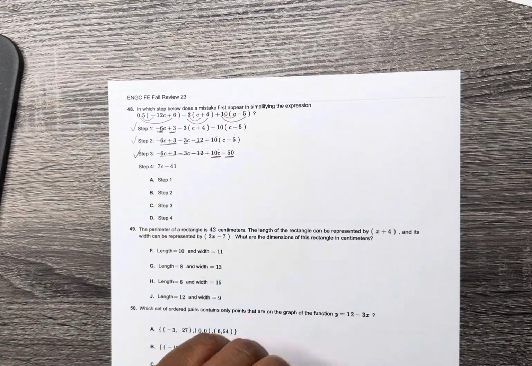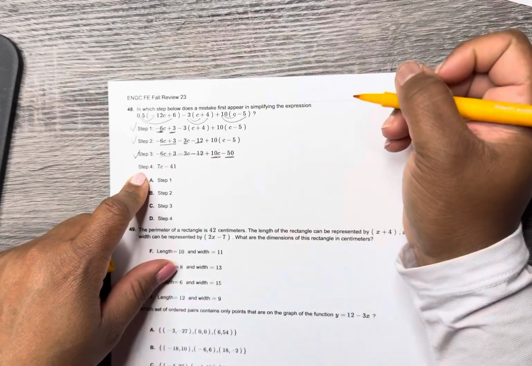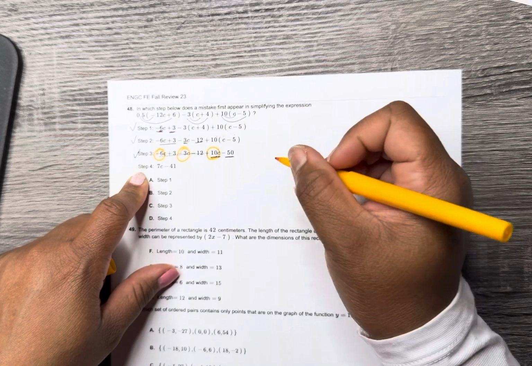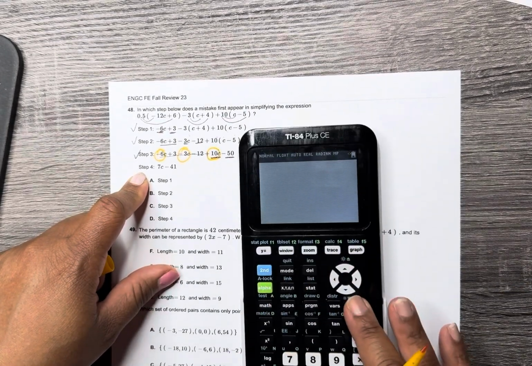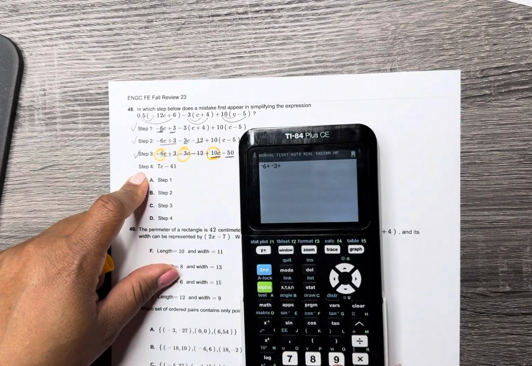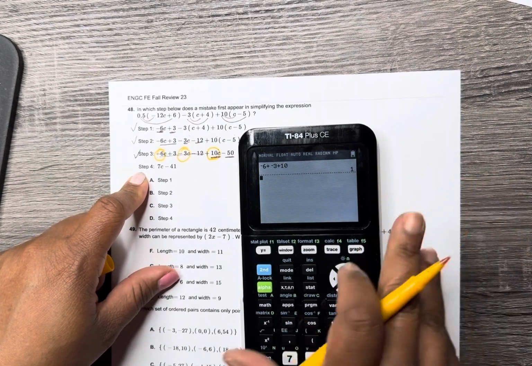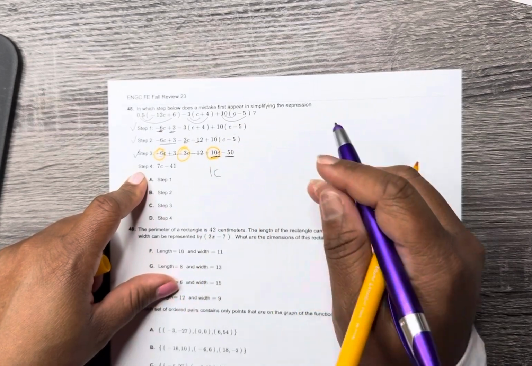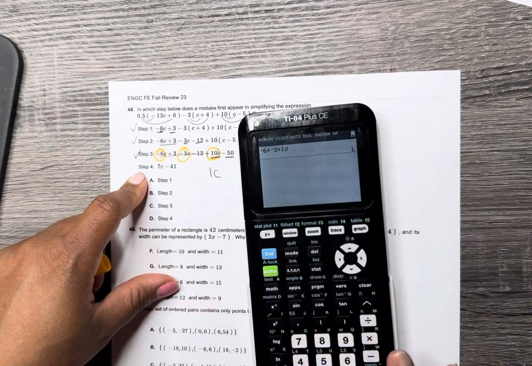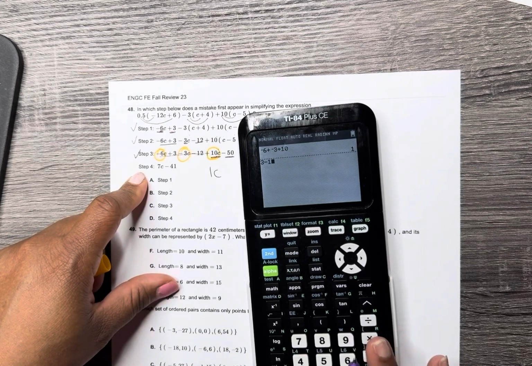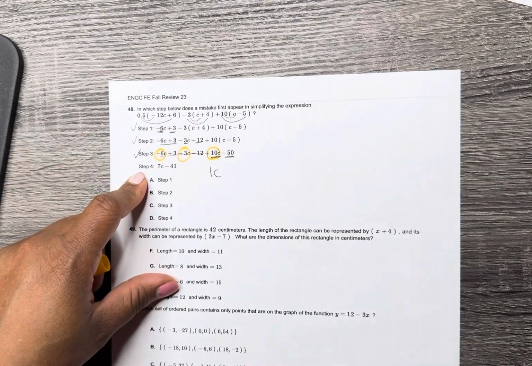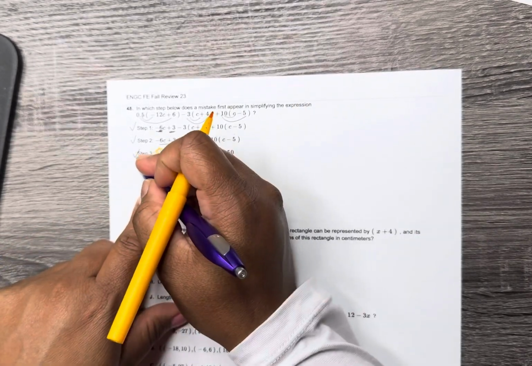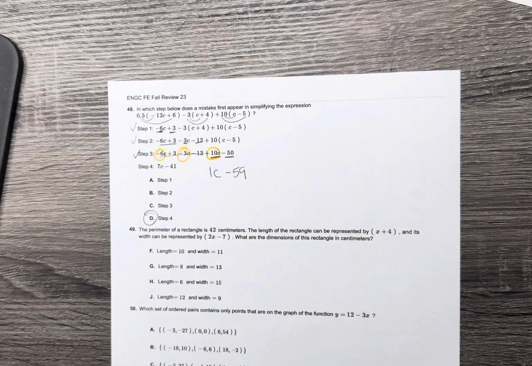Now the last step here is where we combine like terms. So we're going to take the negative 6c, negative 3c, positive 10c, and add those together. So that'll be negative 6 plus negative 3 plus 10, and that gives us 1. So that means this should be 1c, and then we have to take the 3 minus the 12 minus the 50, which gives us negative 59. Step 4 is the one that's incorrect, which is why this is D.